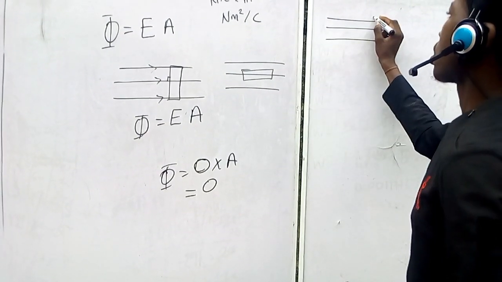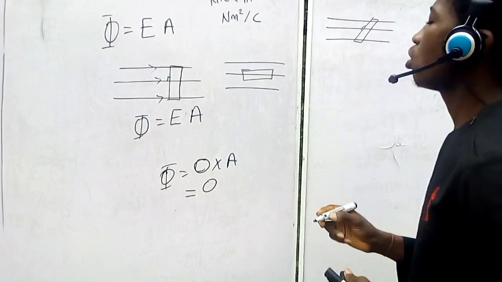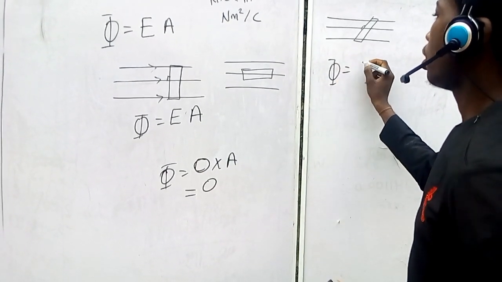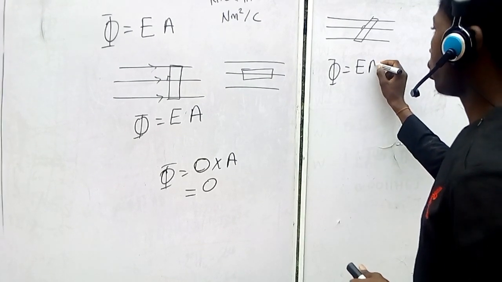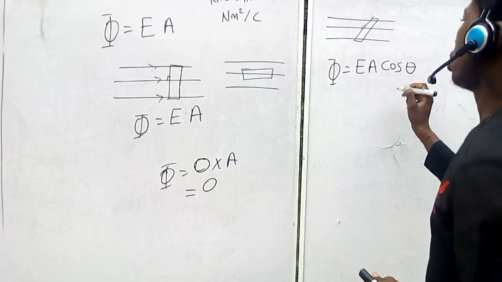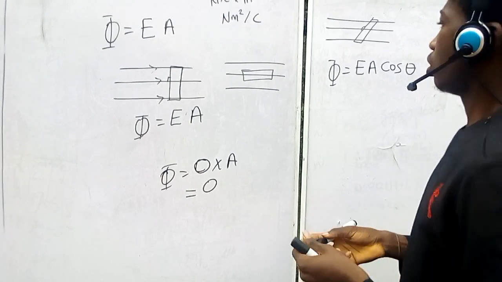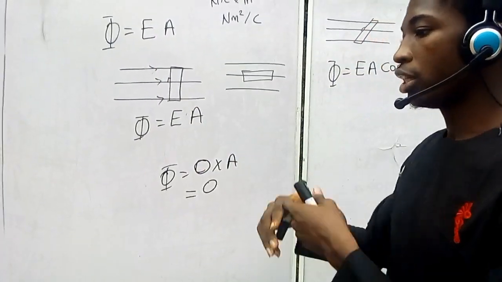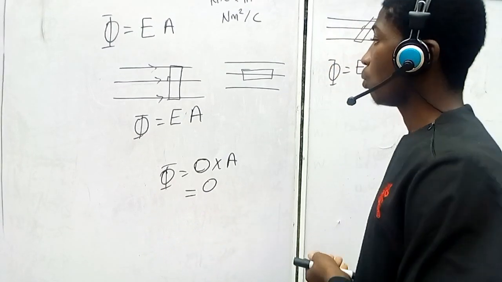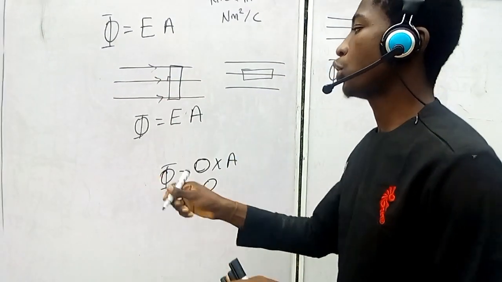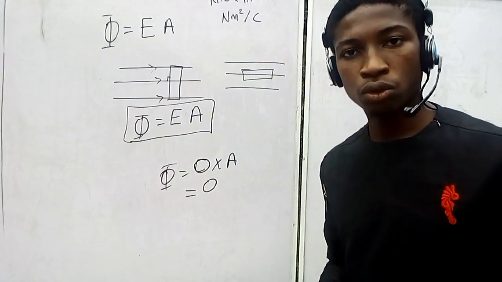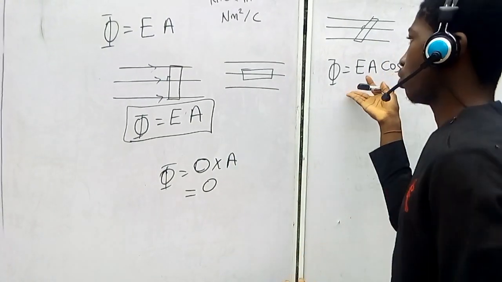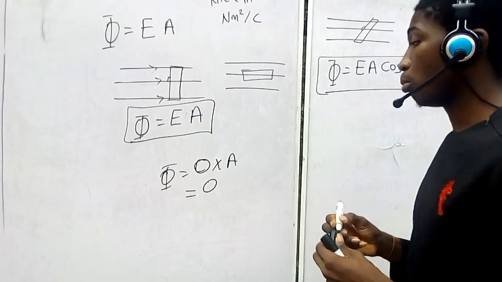Now, the last one is when the material makes an angle with the electric field. The electric flux becomes the electric field multiplied by the area, then cosine of the angle made, or the angle formed. So this is what you need to know about electric flux. Electric flux is the product of electric field and the area. In the case where the material is perpendicular to the electric field, this is just the normal equation for electric flux. Parallel to the electric field is always 0. Then if it makes an angle of 50 degrees, 30 degrees, 60 degrees, it is this equation here. I'm sure you guys understand.